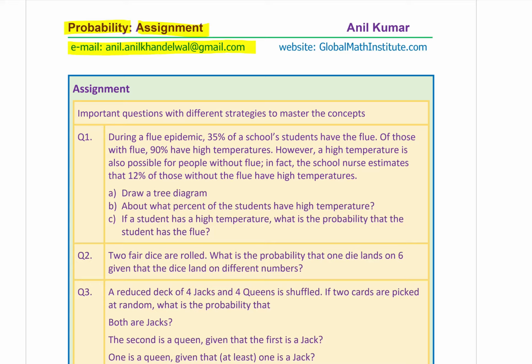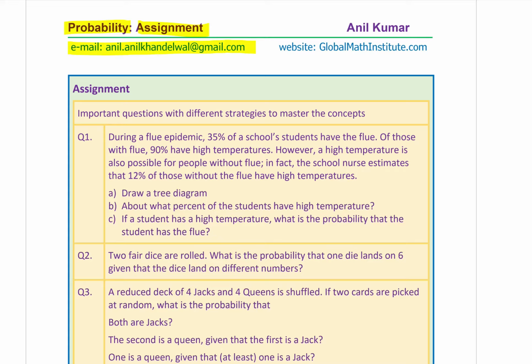So the questions here are: question number 1. During a flu epidemic, 35% of a school's students have the flu. Of those with flu, 90% have high temperatures. However, a high temperature is also possible for people without flu. In fact, the school's nurse estimates that 12% of those without flu have high temperature. Draw a tree diagram and find what percent of students have high temperature. If a student has high temperature, what is the probability that the student has the flu?